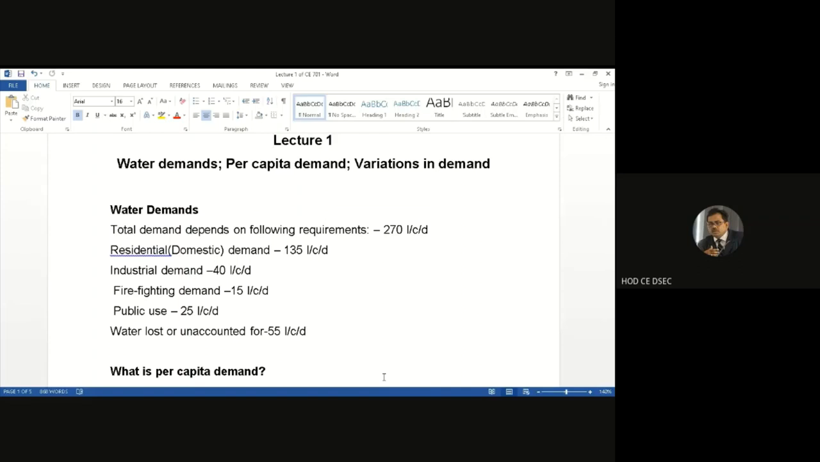So this is the first lecture on water demands, per capita demand, and variations in demand in module one of your subject Environmental Engineering. As you know, water is fundamental to life, livelihood, and sustainable development. The human right to water entitles everyone without discrimination to sufficient, safe, acceptable, physically accessible, and affordable water for personal and domestic use. Now, today's reality, you'll be surprised to hear the facts from me.